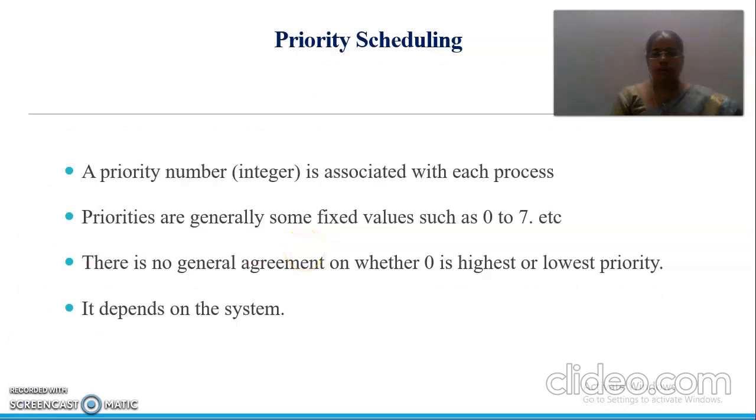The next type of algorithm is the priority scheduling algorithm. Here a priority number, which is an integer, is associated with each process, and it starts from 0 or 1 and proceeds through integer numbers. There is no common meaning that 0 is the highest or the bigger number is the highest or lowest priority. It completely depends on the system.